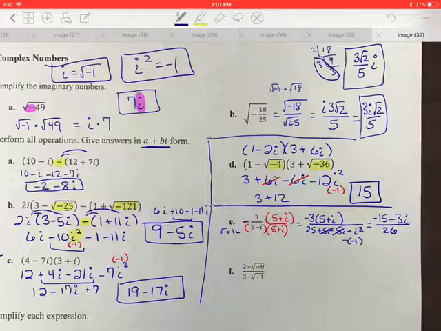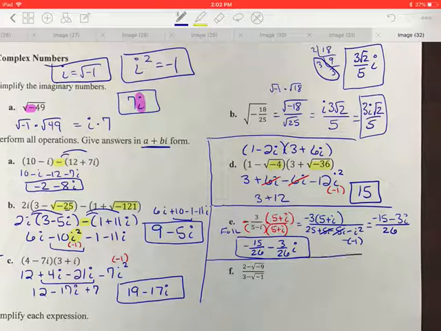Now this isn't a bad way to leave your answer, but if you go back to the a plus bi form, it has you split it into negative 15 over 26 minus 3 over 26i. Now the nice thing about splitting it is you can reduce each fraction separately, and so you're more likely to reduce your fraction.